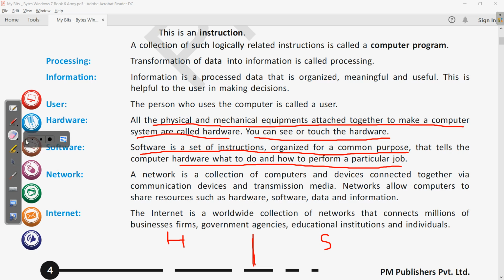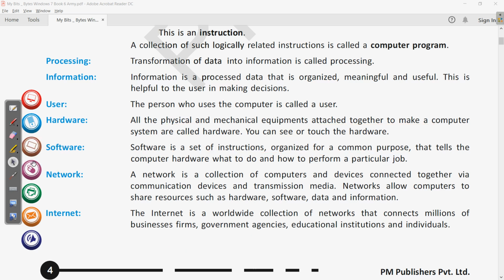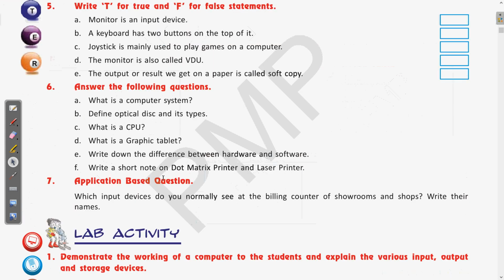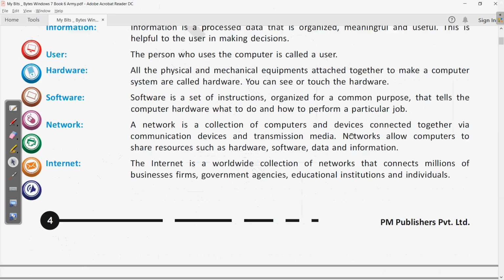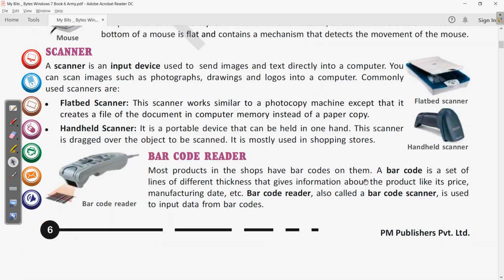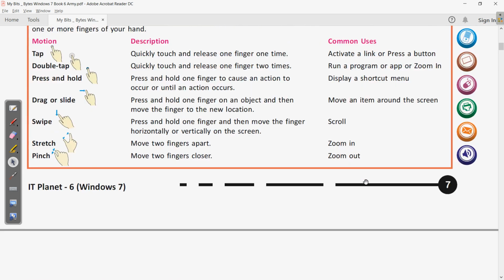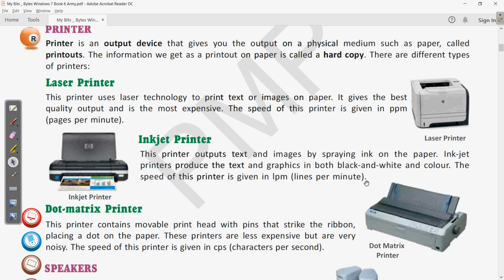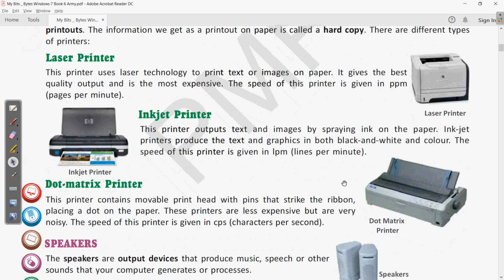Okay, now let us see the next question. The next question is, here it is, write a note on dot matrix printer and laser printer. So this is also in the exercise, all in the chapter only, the note on dot matrix and laser printer. So coming back to the book, this will be in the output devices. So the question was, here it is, laser and dot matrix.